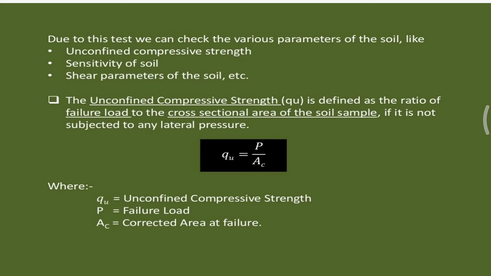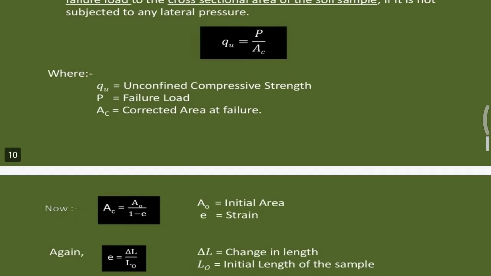Here you can see some definitions related to this test. Another definition is the unconfined compressive strength, that is Qu, which is the ratio of failure load to the cross-sectional area of the soil sample. If it is not subjected to any lateral pressure, then you can write Qu is equal to P divided by Ac, where Qu is the unconfined compressive strength, P is the failure load, and Ac is the corrected area at failure.